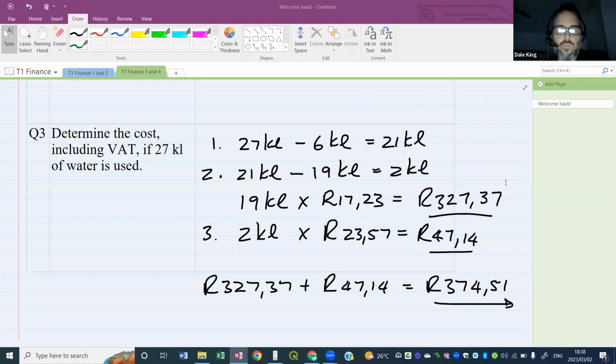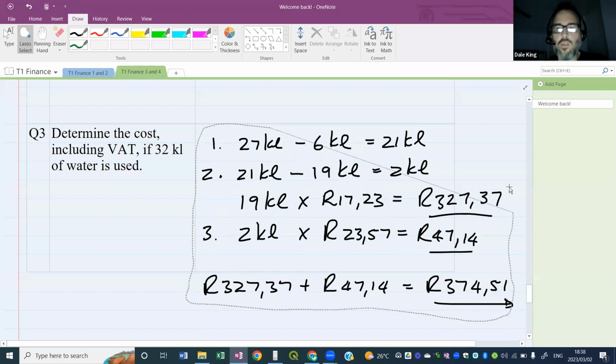I'm going to do another one. In fact, I'm going to do this one again, and then I'm going to do another one. We don't have much time, but I'm going to repeat it. And I promise you, the more we repeat this, the more it will make sense. In fact, let's change it up now. Let me change the question right now. Let's make it 32. We're making it big. 32 kiloliters of water. What are we going to do if there's 32 kiloliters of water used in a month?